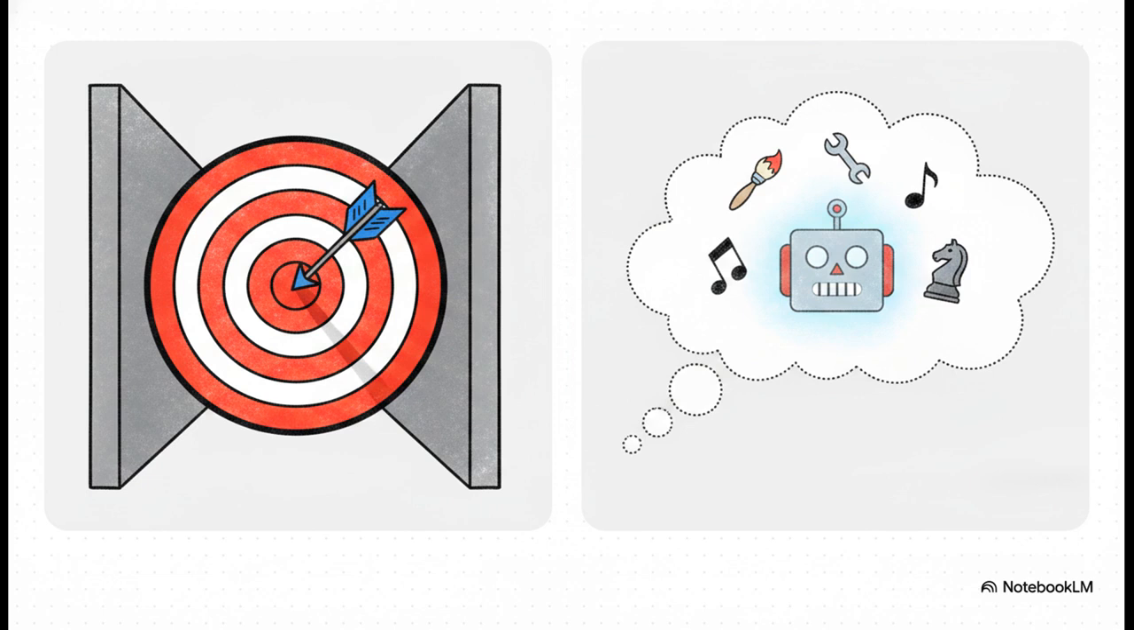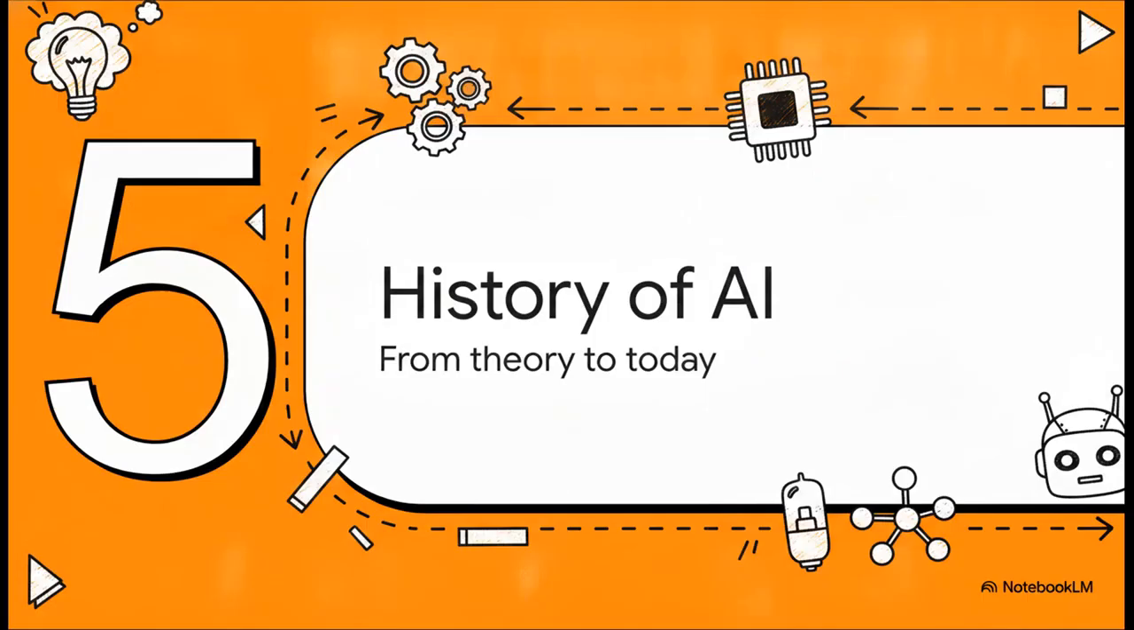On the flip side, we have AGI, or Artificial General Intelligence. This is the stuff that matches human cognitive flexibility. Right now, AGI is purely hypothetical. To be totally clear, there is absolutely no general AI in the world today, only extremely good, very convincing, narrow AIs.